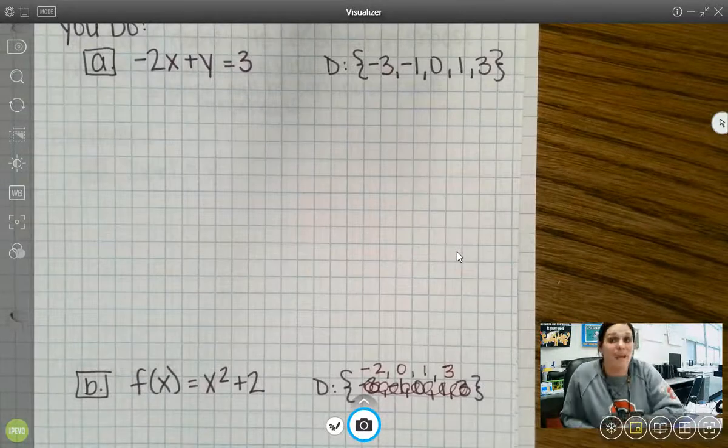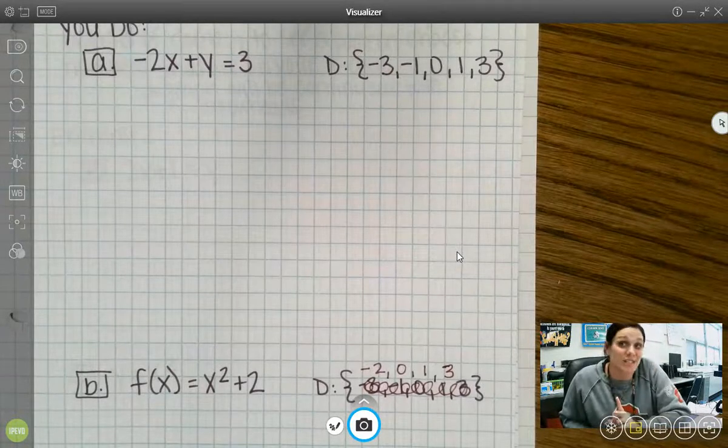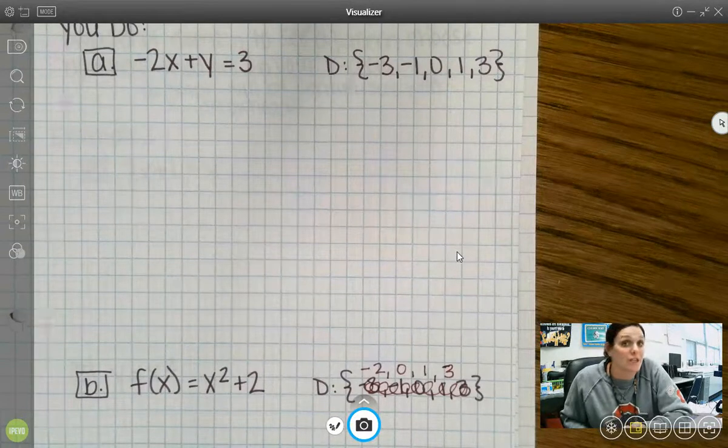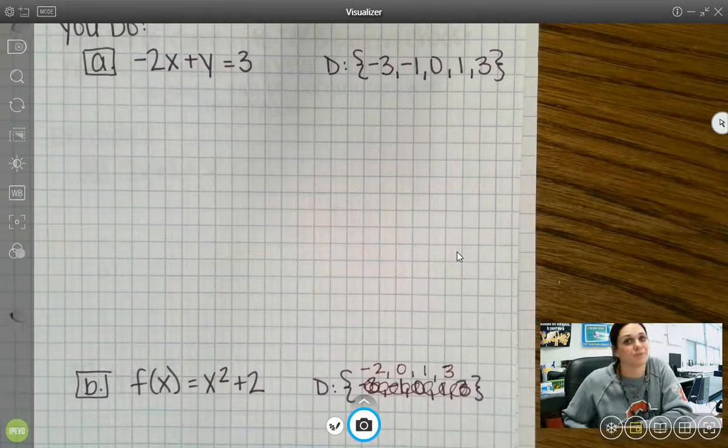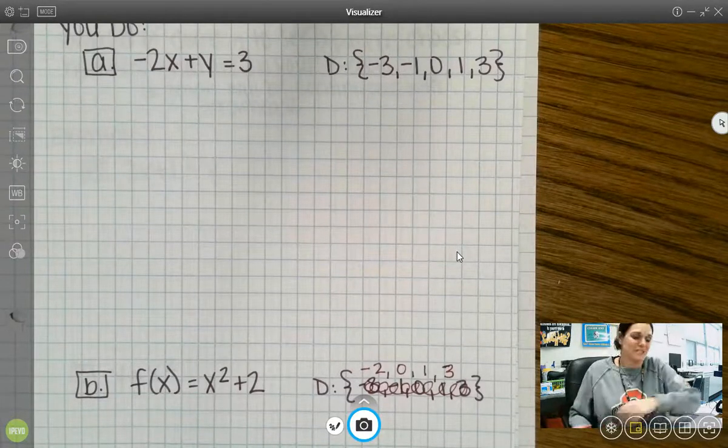So again, the steps are make sure it says y equals or the function notation equals. You're going to create yourself a table, and then you're going to graph those values. So go ahead and give it a try. So let's work through this and see what you got.